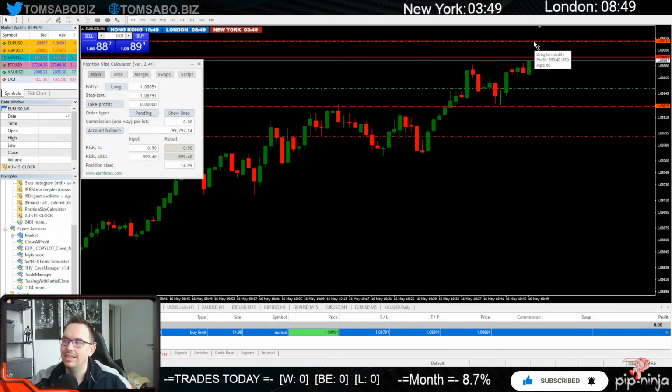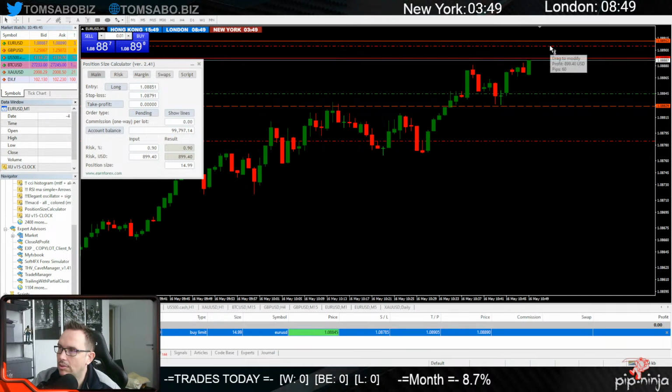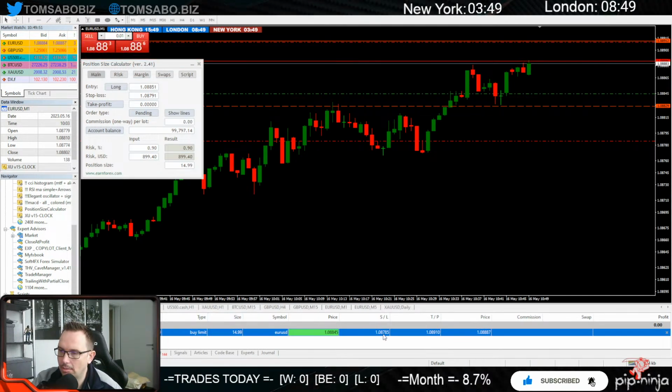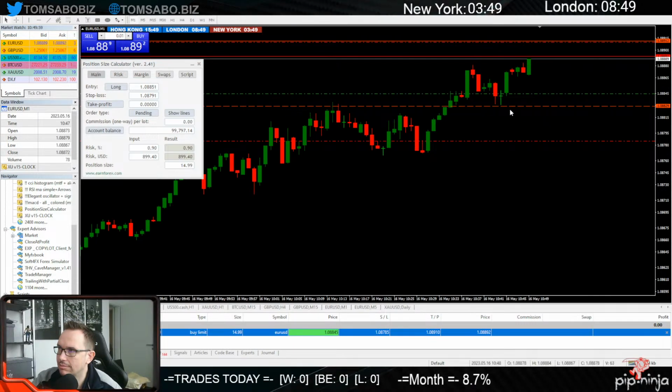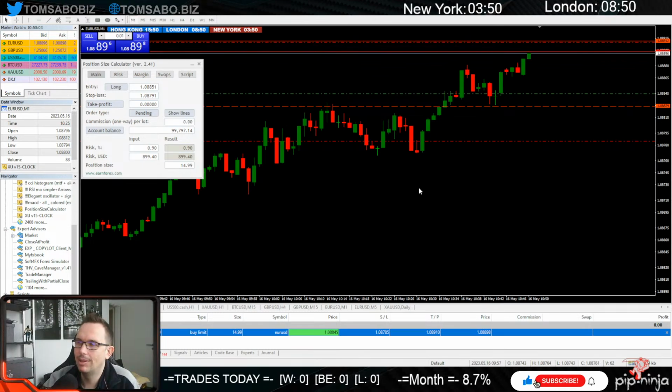Not really ideal. I think the entry should have gone down here. Now this would be ideal, this entry. My buy limit would have been at 0884. Look at that. I would be in profit. That would have hit the TP by now.